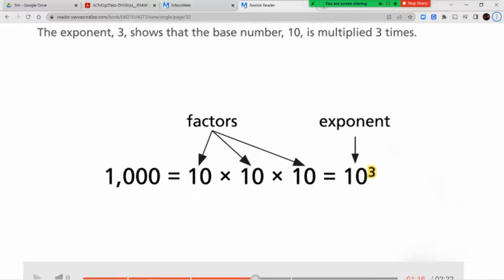Okay, so let's pause here for a moment before we move on in the video. Now, that 3 is not telling you that it's 10 multiplied by 3. It's telling you that it's 10 multiplied by itself that many times. So how many times are you multiplying the 10? So here, since it's 3, there's going to be 10 times 10 times 10. So you see the 10 3 times.